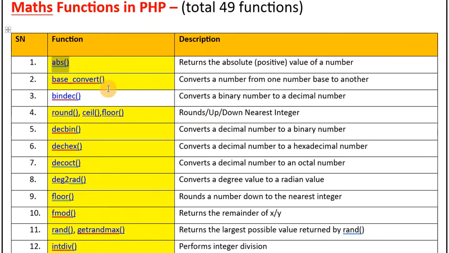Now the next function is base convert. What does the base convert function do? It converts a given number from one number base to another base. If you want to convert a decimal number to binary format, you can do it here. Let me show you this example so that you can understand.